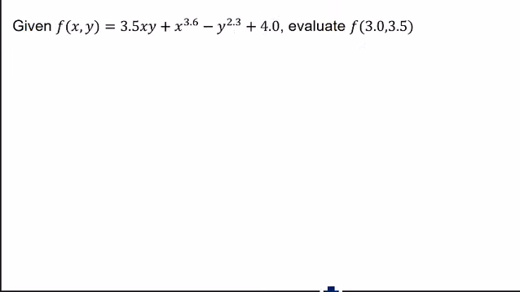Next question. In this one, we are given f of x comma y equals 3.5 x times y plus x to the power 3.6 minus y to the power 2.3 plus 4. And we've got to evaluate this function at 3.0 comma 3.5. As in the first example, the first position is the position of x and the second position is the position for y. So the value of x is going to be 3.0 and the value of y is going to be 3.5.